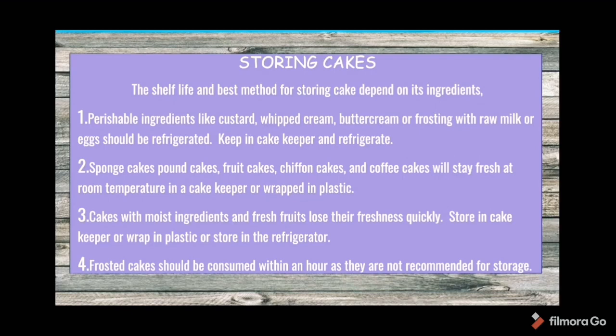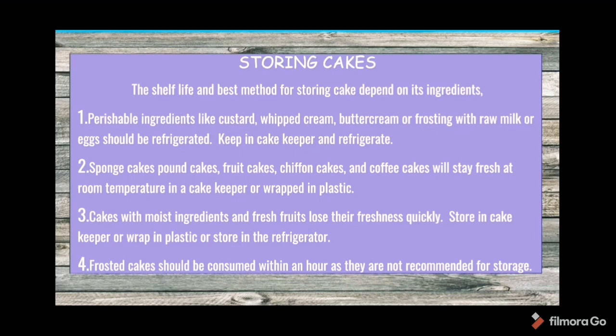Next, we have storing cakes. The shelf life and best method of storing cakes depends on the ingredients. Number 1. Perishable ingredients like custard, whipped cream, buttercream, or frosting with raw milk or egg should be refrigerated because low temperature will preserve its viability. That's why it should be refrigerated. Keep it in the cake keepers and refrigerate it.